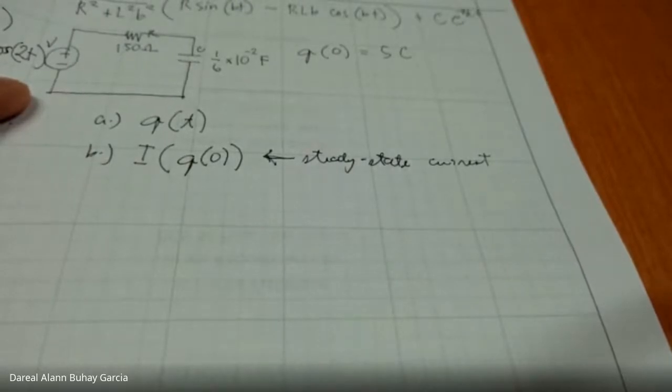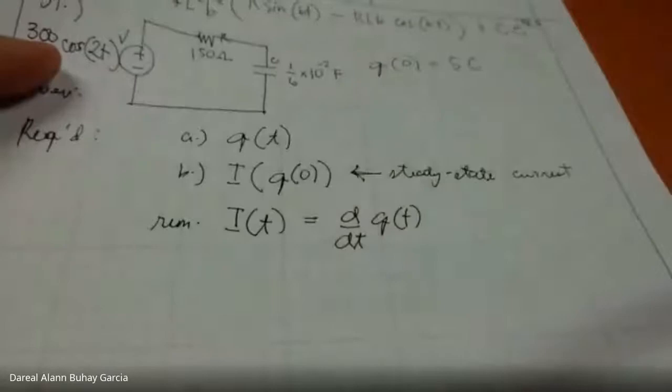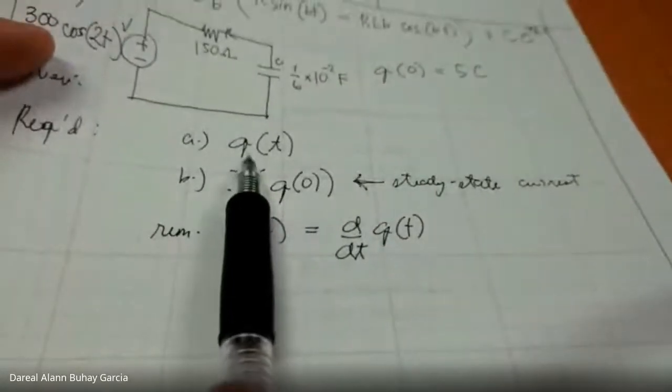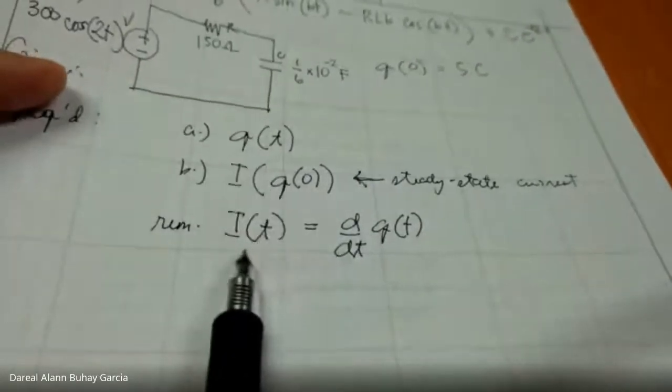So let me refer to our class notes on electrical circuits. Remember, current is the first derivative of charge. So it's easy: after we get the charge answer, we take its first derivative and we get the current I.